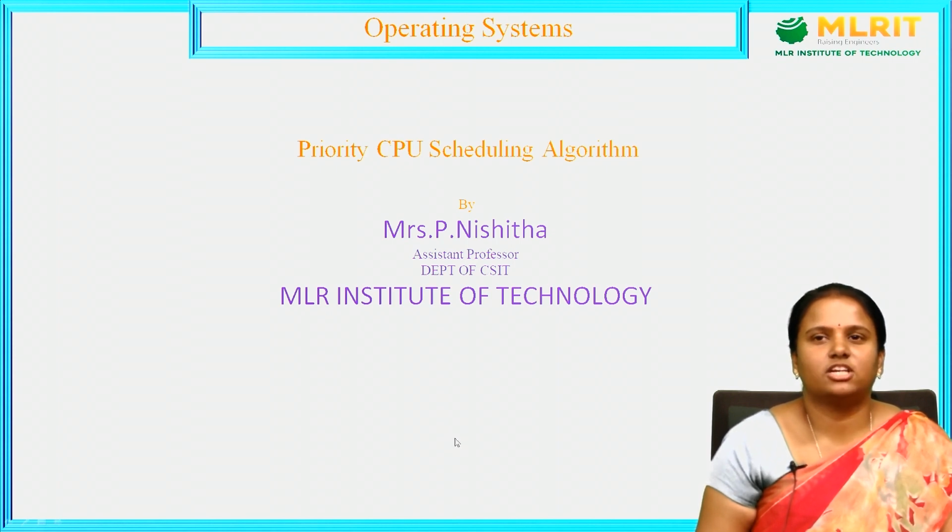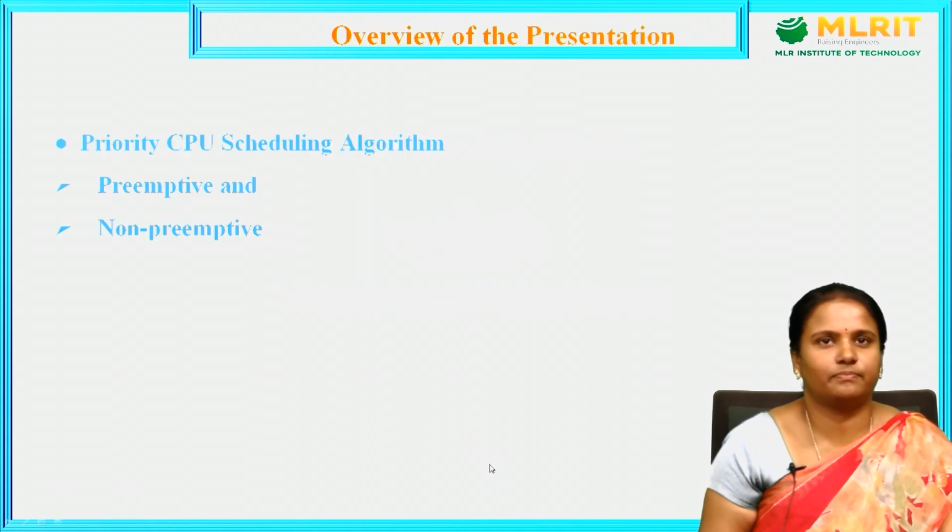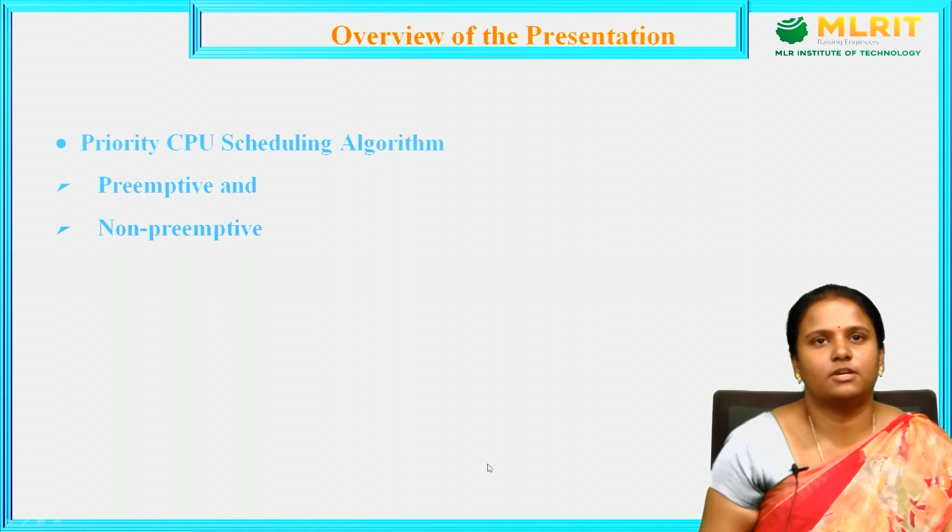In the last session, we have seen shortest job first CPU scheduling algorithms in preemptive and non-preemptive. In this session, we are going to see the priority CPU scheduling algorithm. Let us see the overview of the presentation. In this presentation, we are going to see the priority CPU scheduling algorithm with preemptive and non-preemptive methods. So let us see the definition of priority CPU scheduling algorithm.